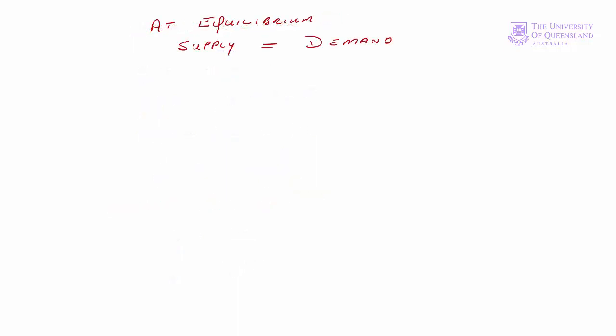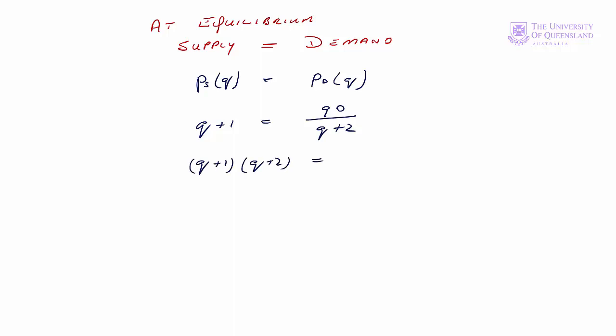We have our equilibrium condition. Our inverse supply function, Ps of Q, is equal to our inverse demand function, Pd of Q. Q plus 1 is equal to 90 on Q plus 2. That implies Q plus 1 times Q plus 2 is equal to 90. So we have a quadratic here. It'll be Q squared plus 3Q plus 2 is equal to 90. Subtract 90 from both sides and then we can solve for Q. That gives us Q squared plus 3Q minus 88 is equal to 0.